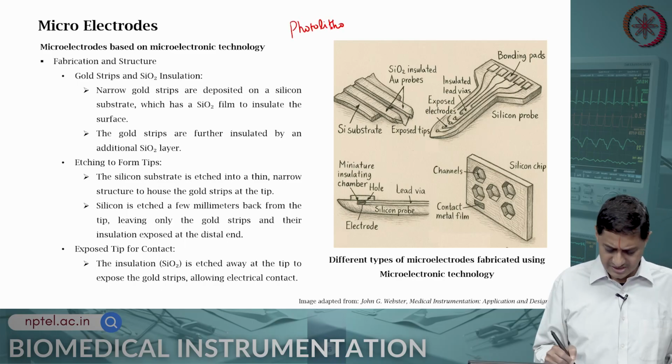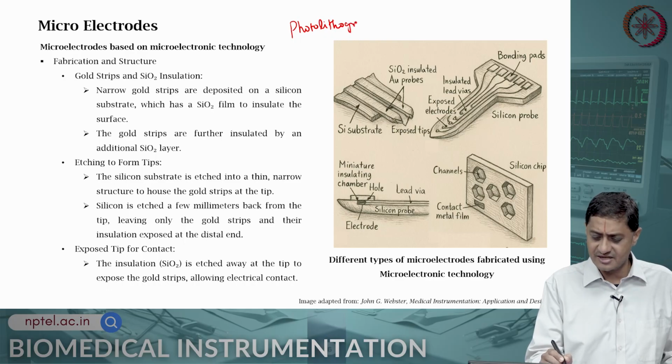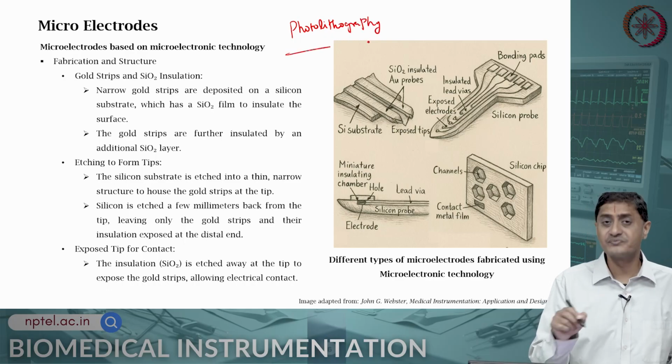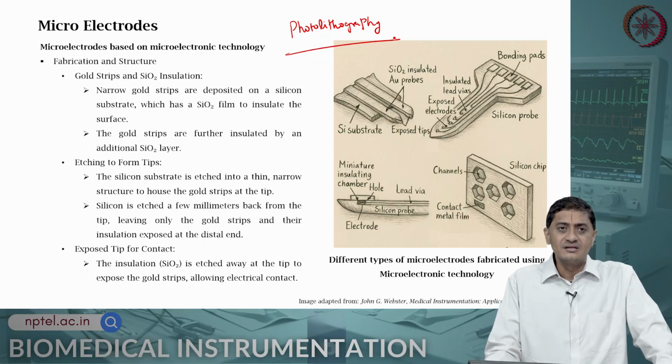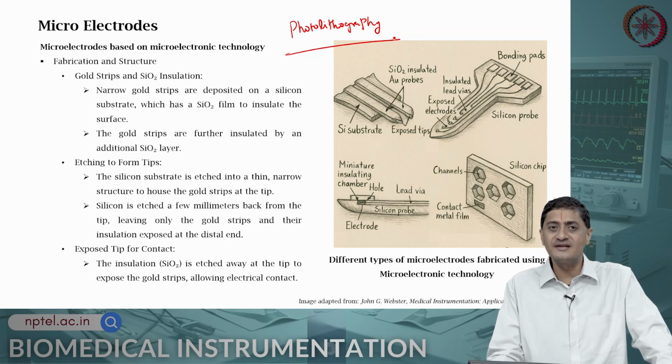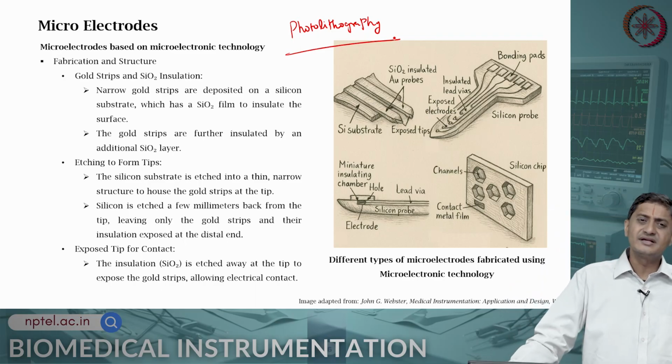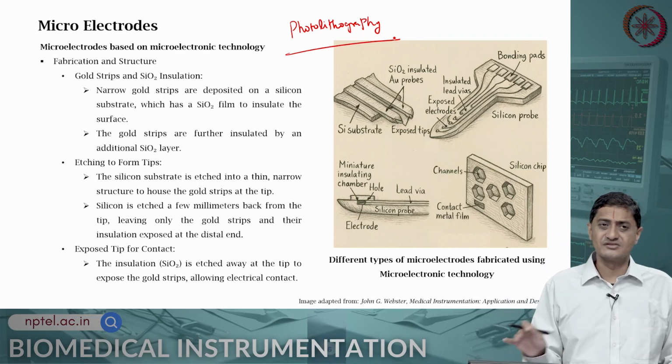Is it mentioned in this slide? If it is not mentioned in this slide, learn what this is on your own. So, what is the method? You have a narrow gold strip. One approach is to use gold strips and silicon dioxide insulation. You have narrow gold strips that are deposited on a silicon substrate, which has a silicon dioxide film to insulate the surface.